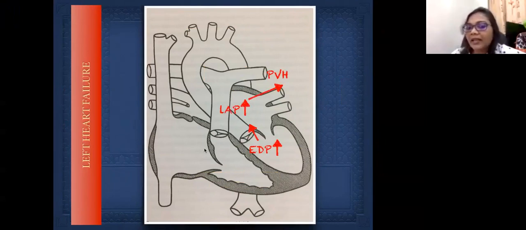So as the end diastolic pressure increases, we know that the LA pressure follows the EDP. So the LA pressure increases. Where is the LA connected to? It is connected to the pulmonary veins. So the pressure inside the pulmonary veins increases. That is called pulmonary venous hypertension, which you see on chest X-ray as grades 1, 2, and 3. Grades 1 and 2 mean interstitial edema of two stages, and grade 3 means frank alveolar edema or pulmonary edema. So this is left heart failure.